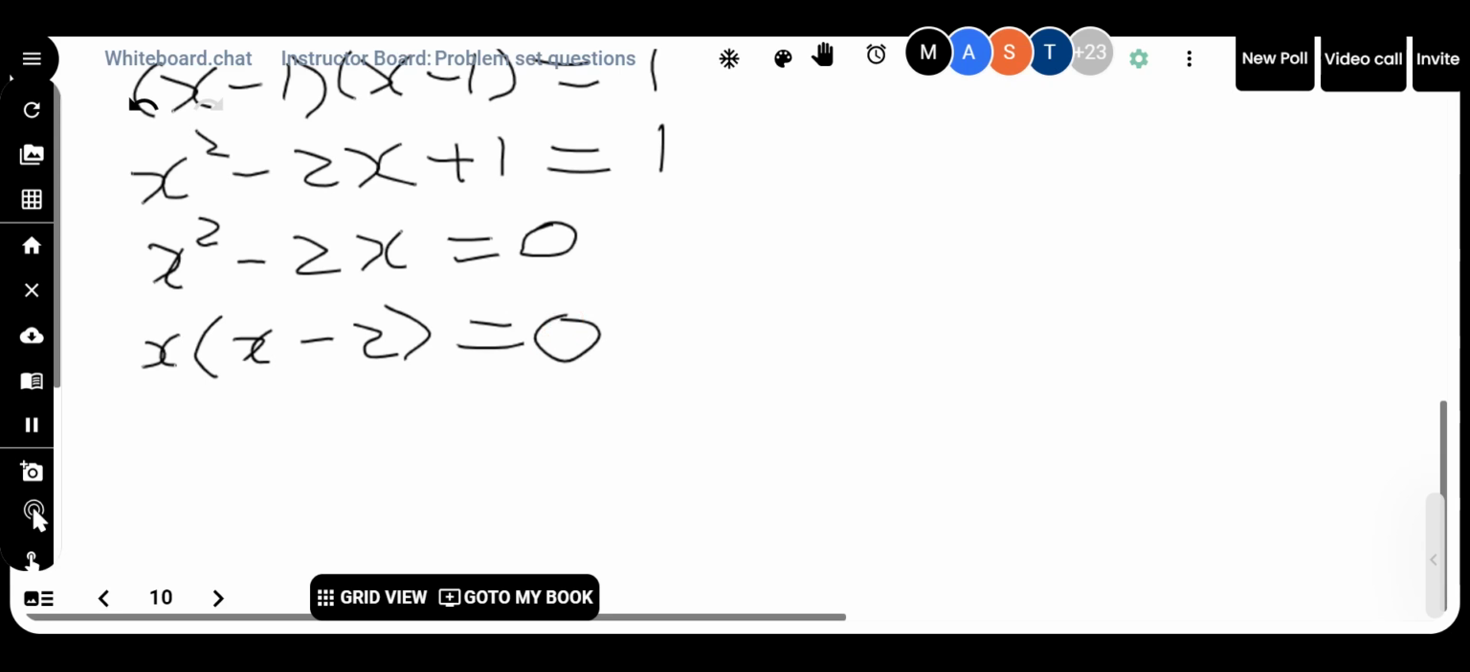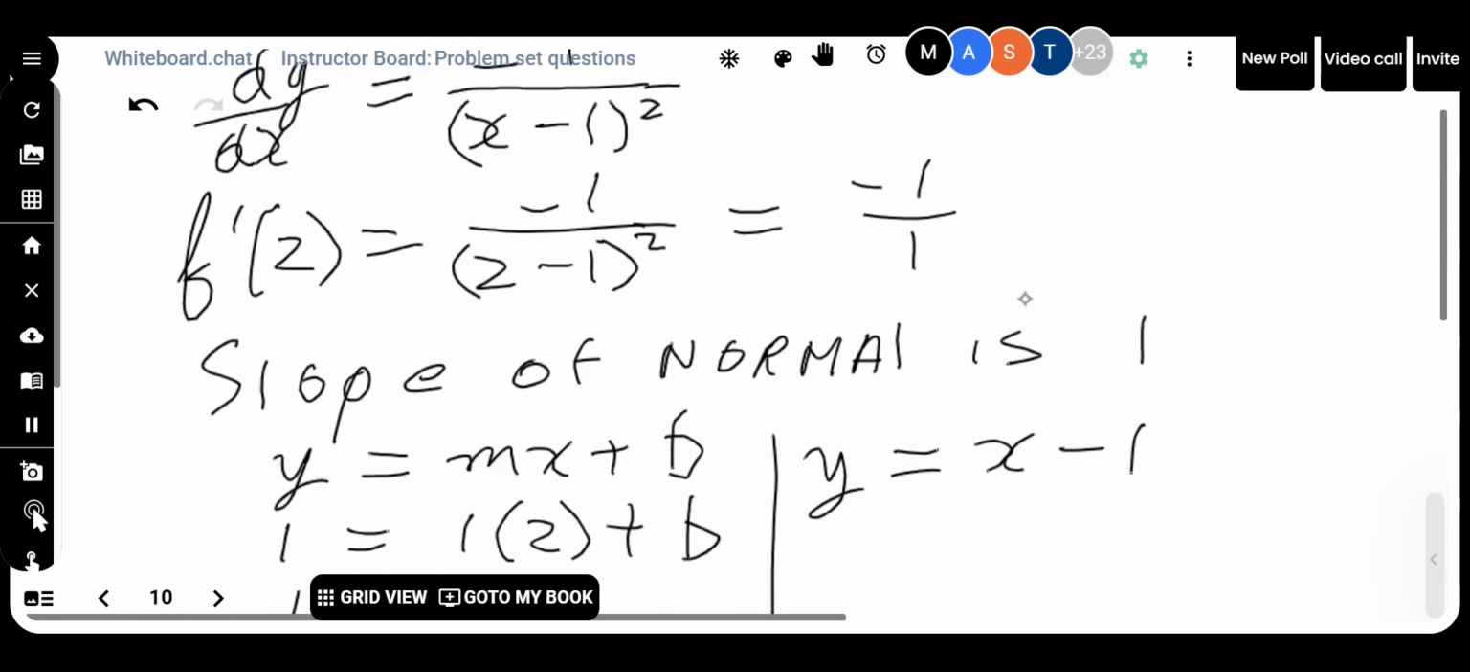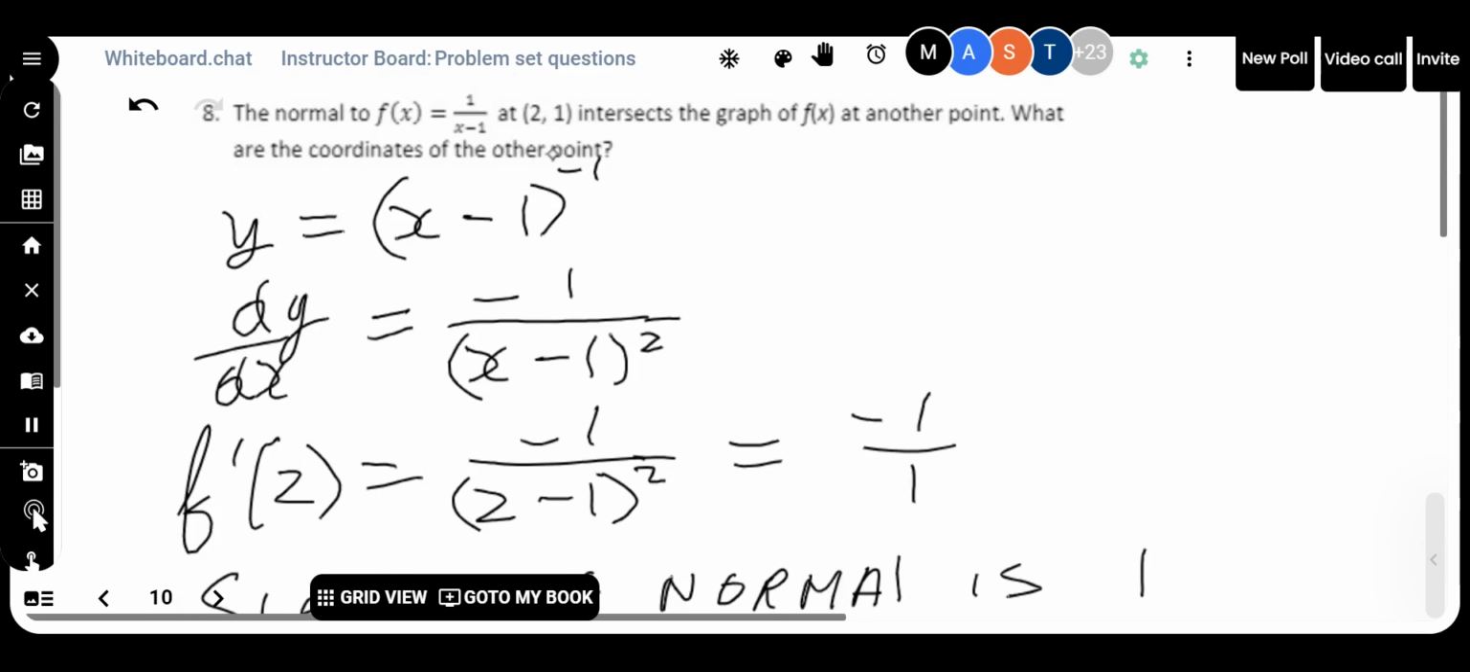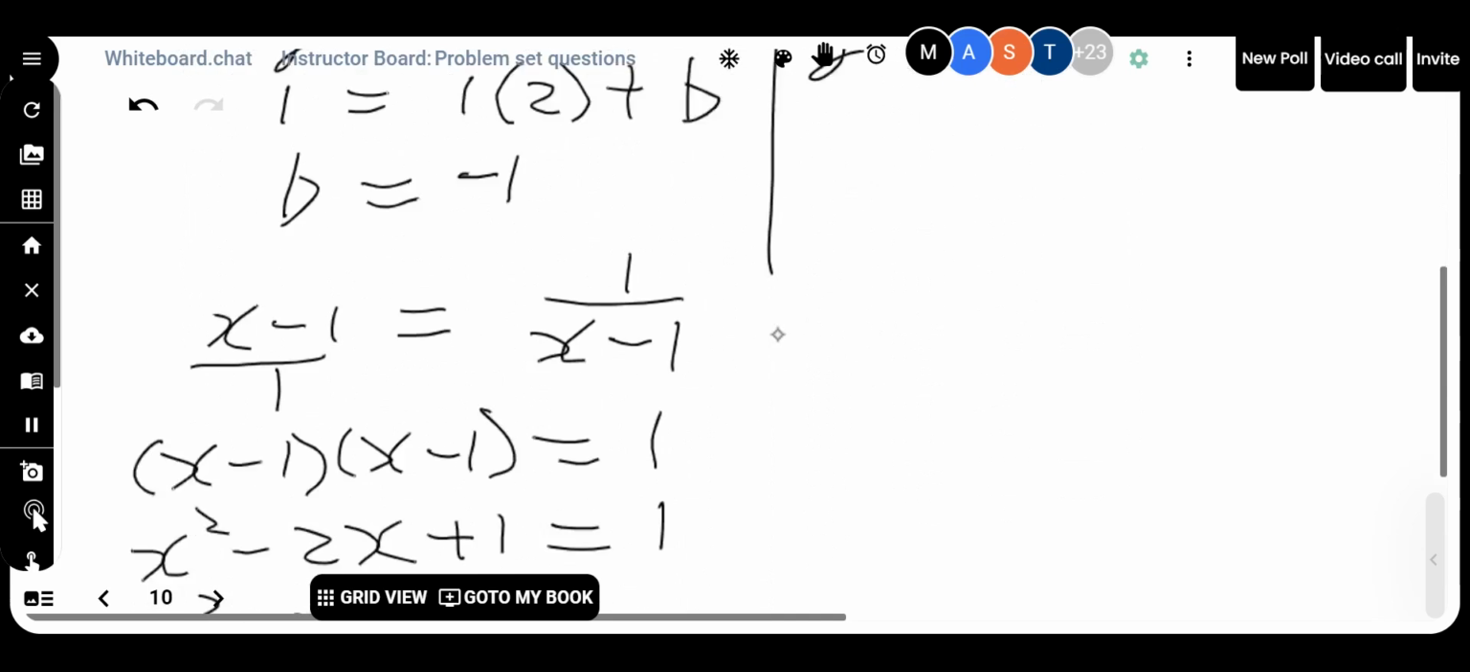Okay. So what are the two values of x that come from this? There are two possible values of x. Thank you, Ashfan. 0 and 2. Well, one of them, we already know, the point 2, 1. That's one point where it connects. The other point where it connects is when x is equal to 0.